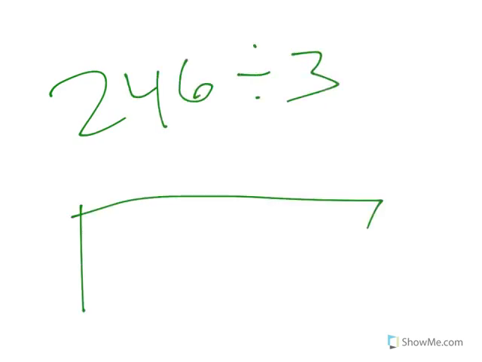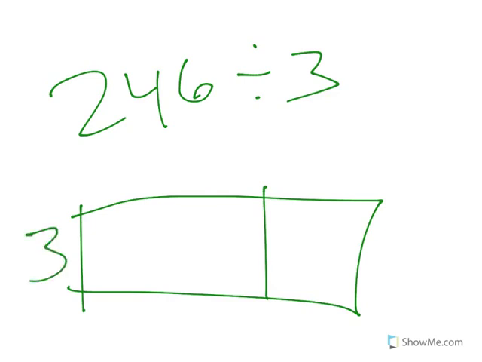Okay, so let's try another one. If I have 246 divided by 3, I'm going to make my box, divide it, and put 3 on the outside. So 3 times what is closest to 24?